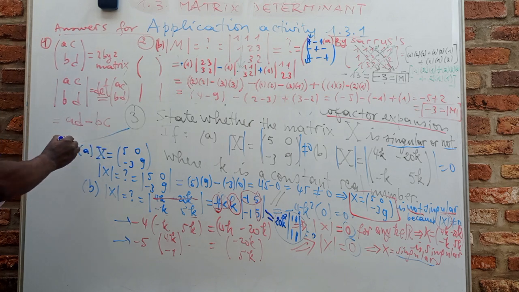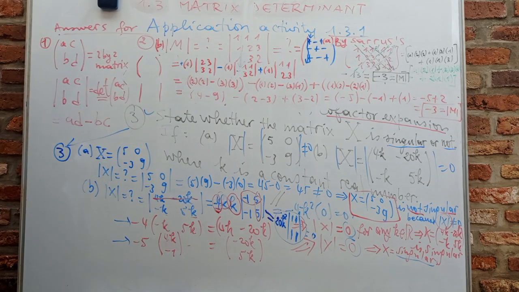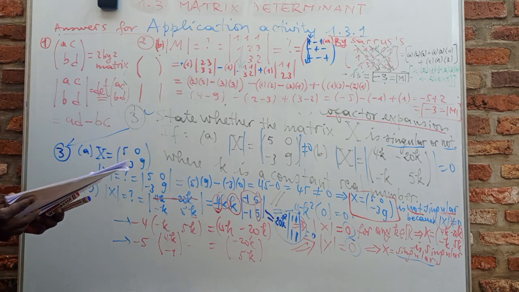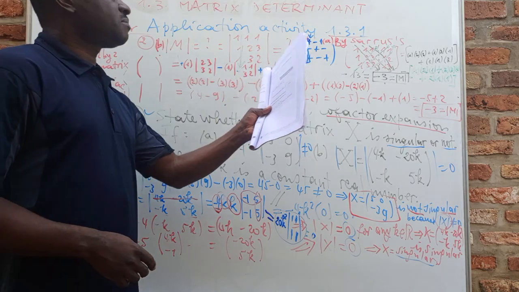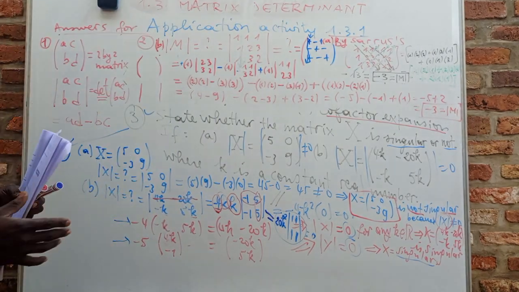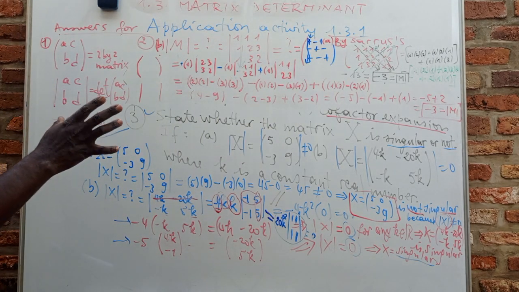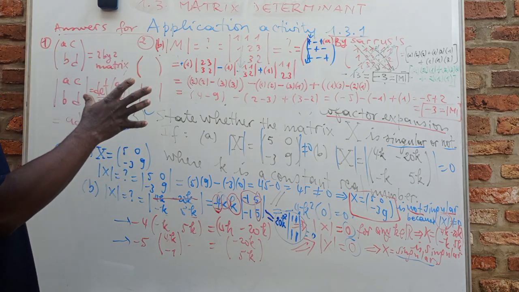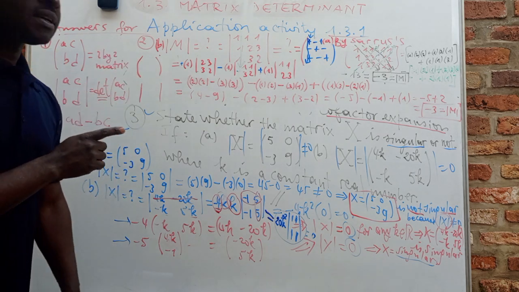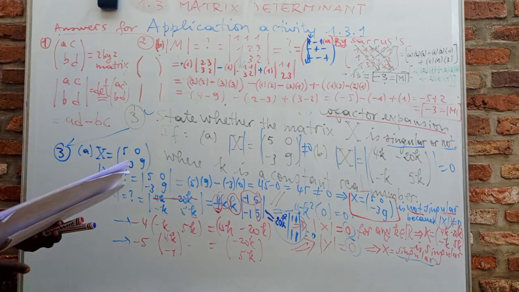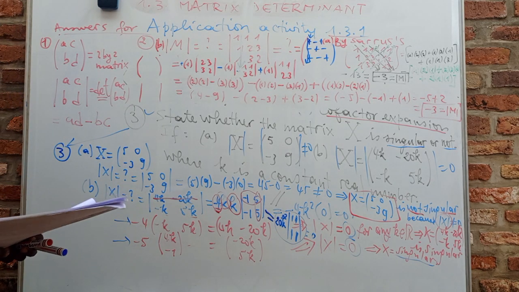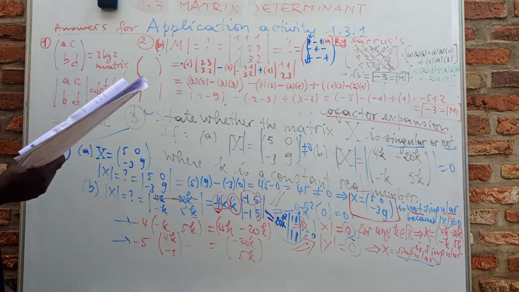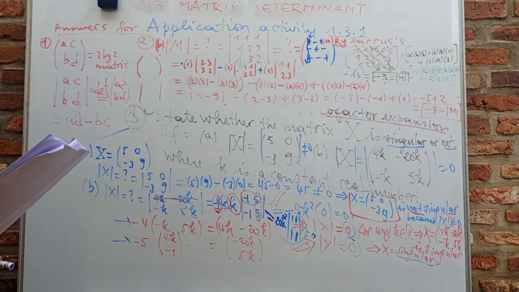This was the answer for question 3. Okay, that is a review of activity 1.3.1. Thank you very much. I think that now everything is clear as compared to the video concerning this determinant as it was displayed previously. Thank you.